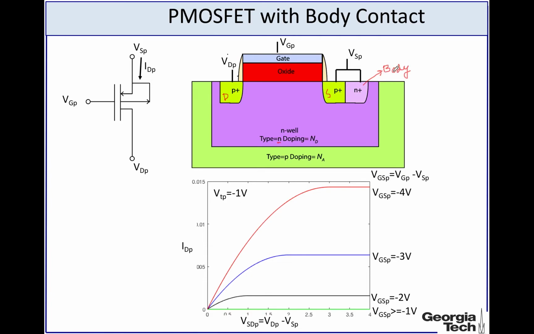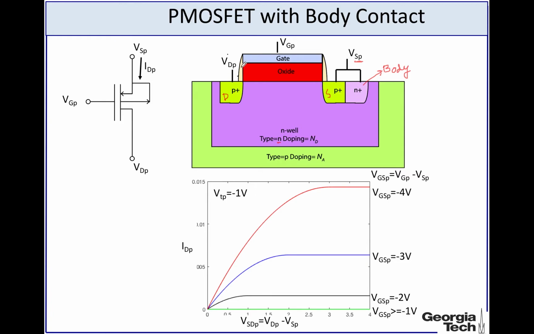And note that just like the N MOSFET with the body contact, the source and the body are shorted, and this is what we denote by VSP, which stands for the source voltage of the P-type MOSFET, and then the gate voltage is VGP and the drain voltage is VDP.